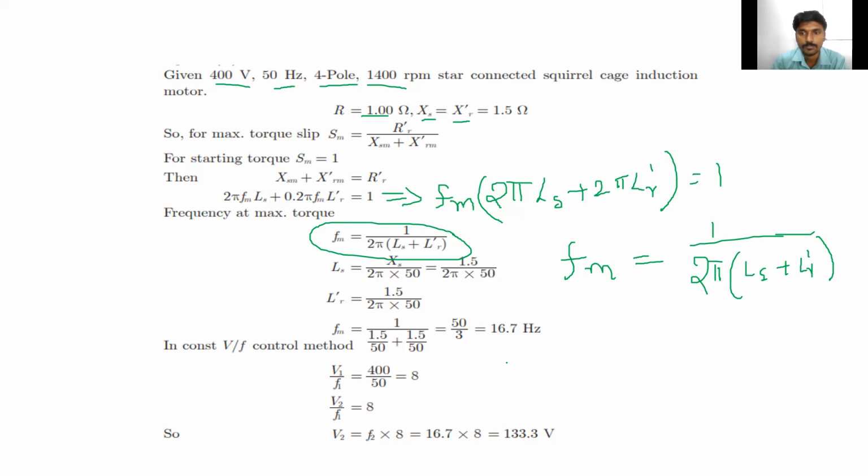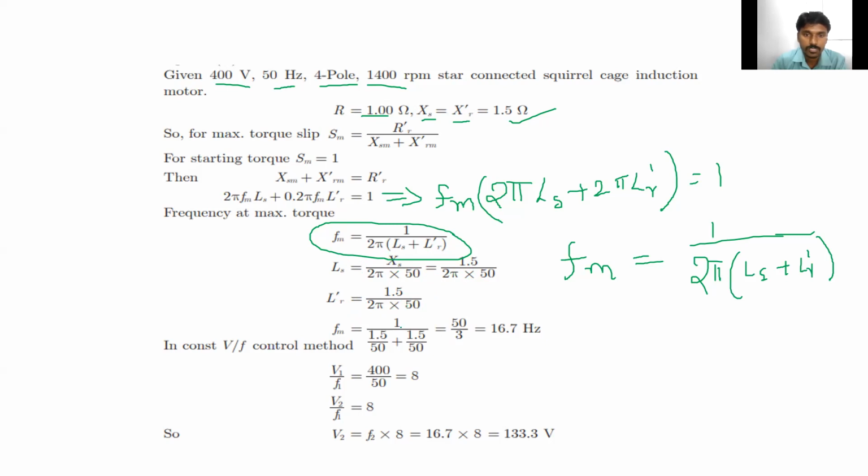That is equal to, so we can substitute all the values in this one, because all values we know. 1.5, x is equal to 1.5 by 2 pi into ls plus lr dash. Taking the frequency, ls in one case, lr in the other, 1.5 by 2 pi into f. Same way, from this equation, one time ls, one time lr, lr is equal to 1.5 upon by 2 pi into 50.